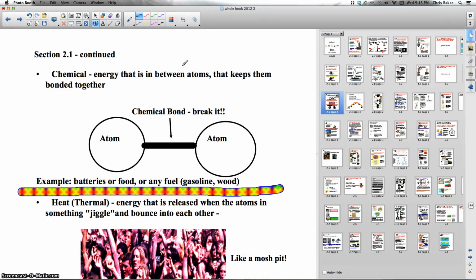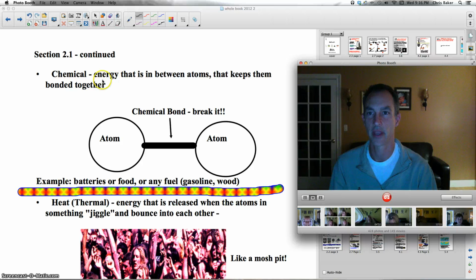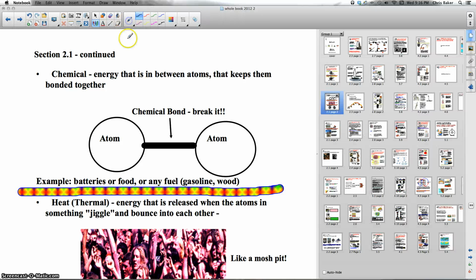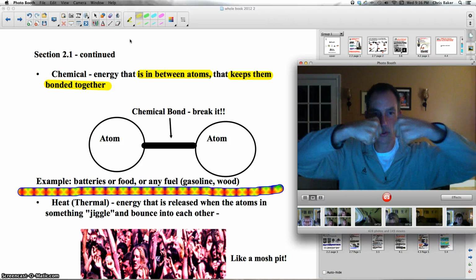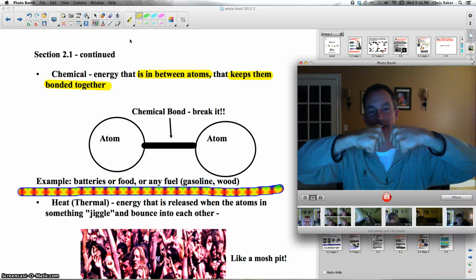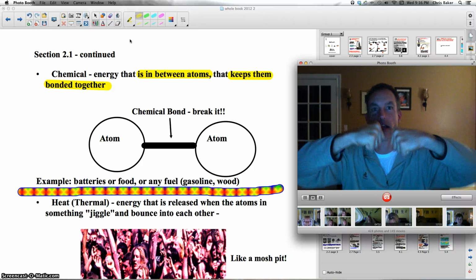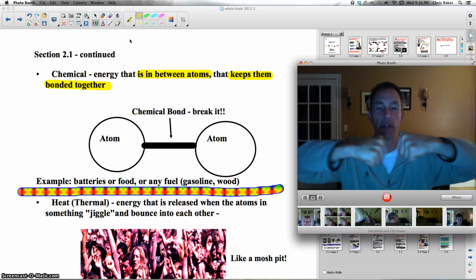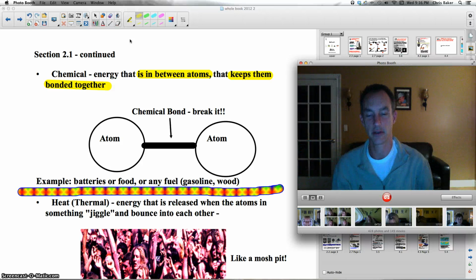Yeah, okay. Chemical energy. Chemical energy is energy that's in between atoms, and it keeps the atoms bonded together. So it's in between atoms. We're not talking about energy that is in an atom. We're talking about energy that's in between atoms, holding atoms together. So if this fist is an atom and this fist is an atom, what's holding these two atoms together has a lot of energy. You have to put energy sometimes into holding atoms together and bonding them together. When you break those atoms, you release energy.